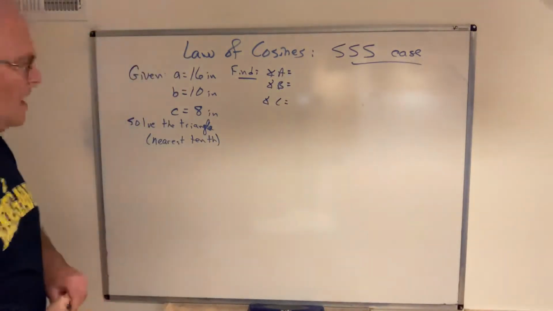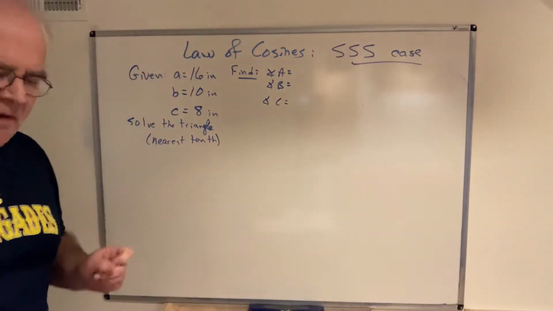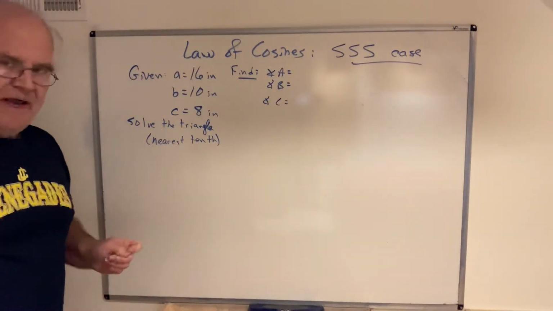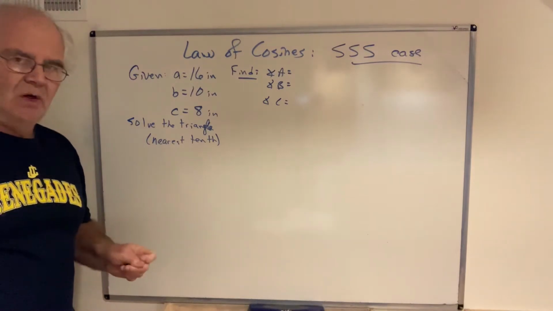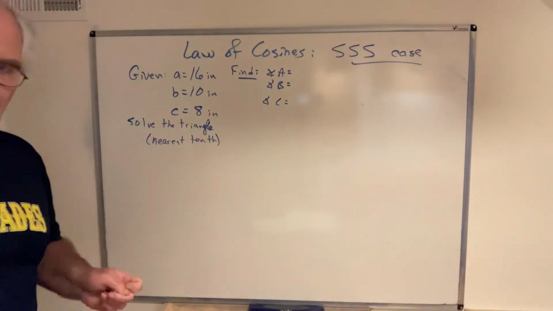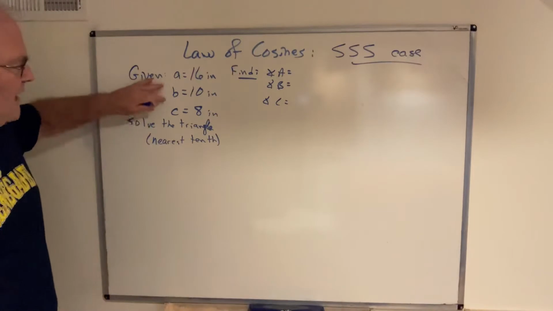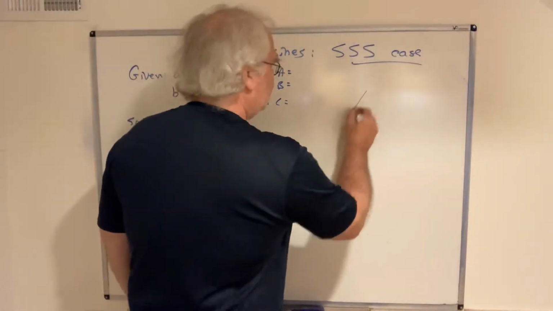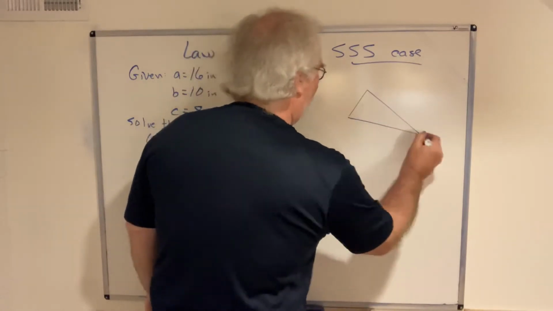We need to find angle A, angle B, and angle C. Now, there are a couple ways to think about this. I think probably one of the best practices is this: always find the largest angle first. Now, how would you know which angle is largest? Well, it's a fact in any triangle, no matter what triangle we have.